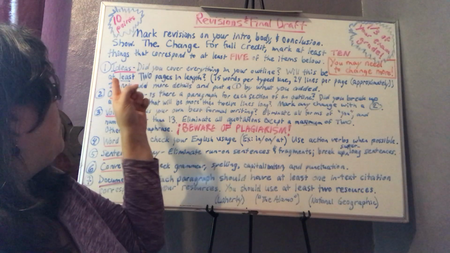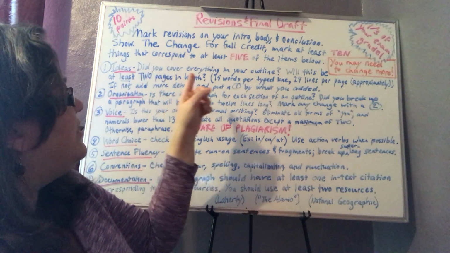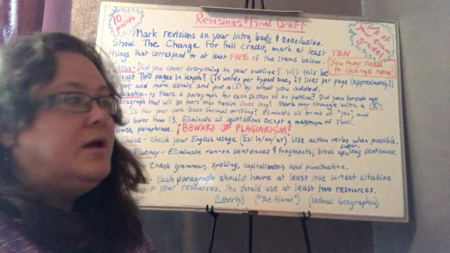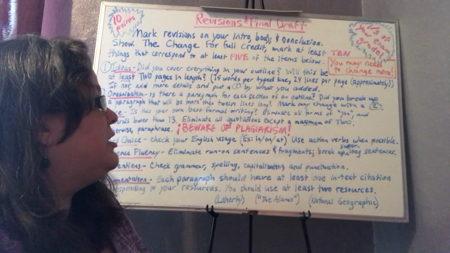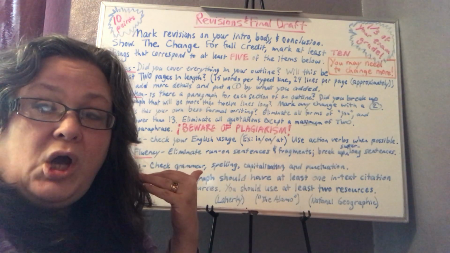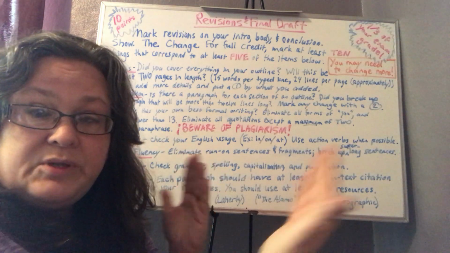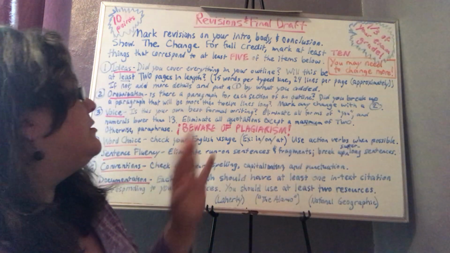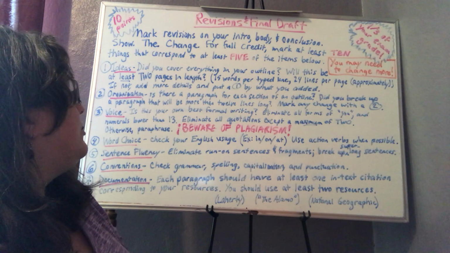Okay. Number 1, ideas. Did you cover everything in your outline? I will probably look at your outline and say, they said they were going to talk about the flora and fauna in this place, but they didn't. So that would be a -1 on ideas.